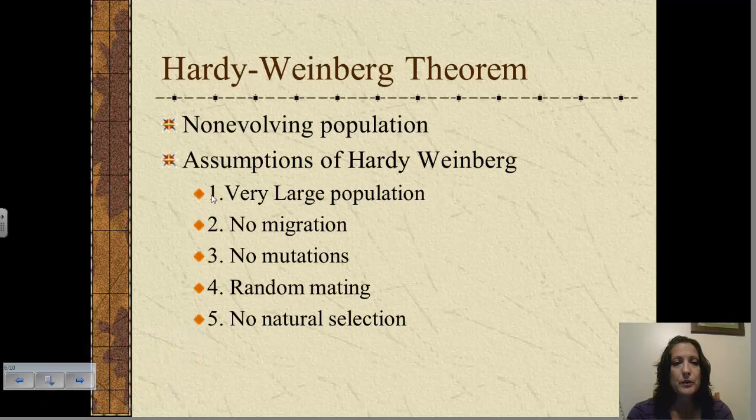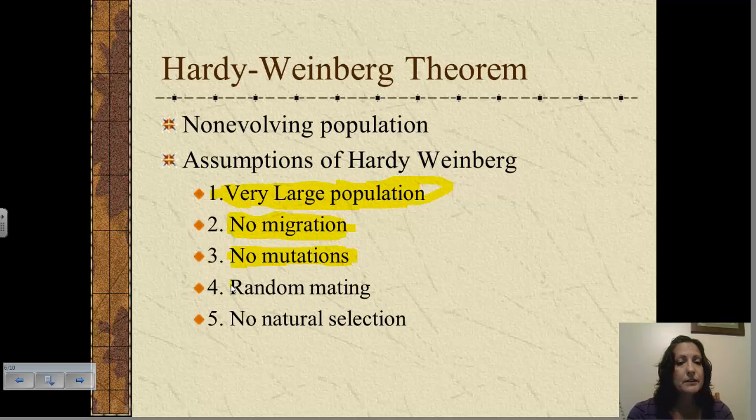Okay, so first of all, you have to have a very large population. If you have a small population, you can end up with a sampling error, and that will shift the genes if that sample does not represent the whole larger population. There can be no migration, either in or out. No immigration, no emigration. So we cannot have individuals adding to the gene pool or removing themselves from the gene pool. Okay, no mutations. So there cannot be any random changes in the genetic makeup of these organisms.